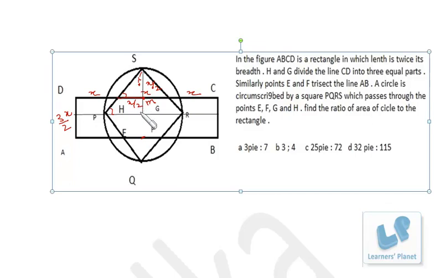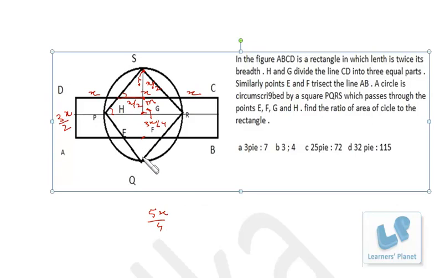Again, the figure is symmetric. So this length will be equal to this length, right? This is the middle line of the rectangle. So the total length is 3x by 2. That means from this point to this point, it must be 3x by 4. So from this point to this point, the total length is x by 2 plus 3x by 4, or we can say 2x by 4 plus 3x by 4, that is 5x by 4.